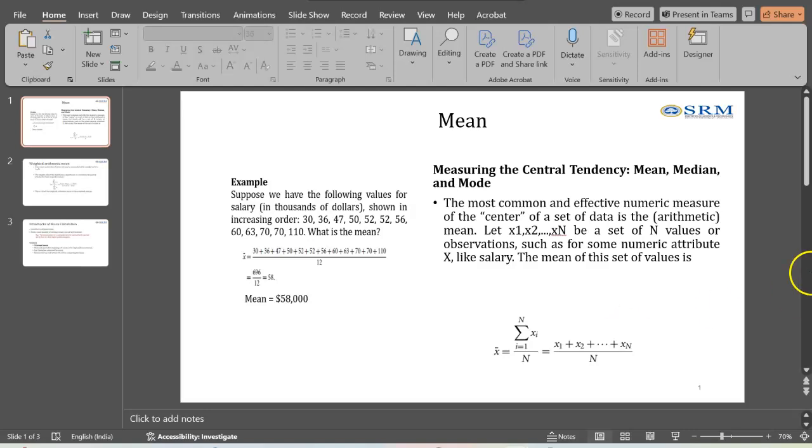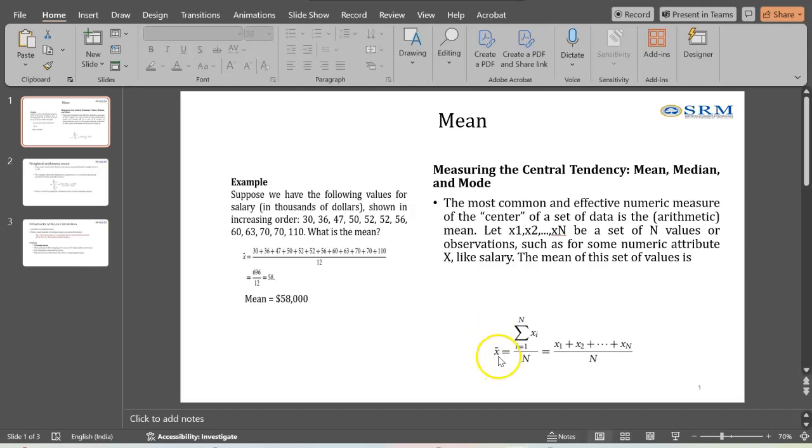The most common and effective numeric measure of the center of a data set is the mean. Let's say you have the data points xi, where x1, x2 till xn is the set of n values. It could be any observations. You have n number of observations, and in our example, let us take x to be a salary. Then what would be the mean of that set of salary values?